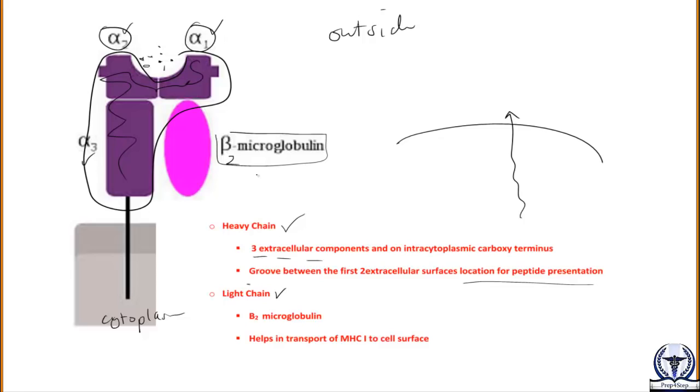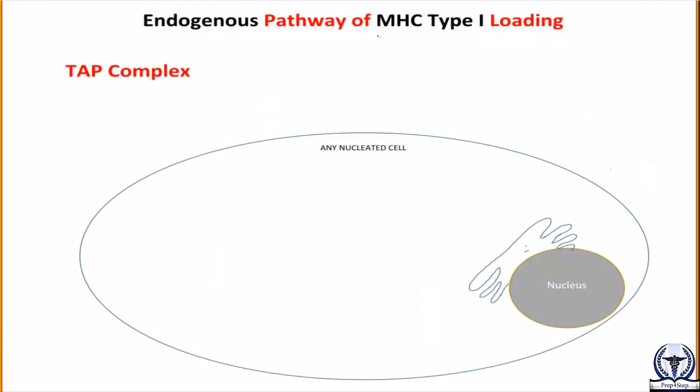Okay, so now we're going to talk about the next portion. We're going to talk about the endogenous pathway of how this actually gets to the cell surface. Okay, so in this section, we're going to talk about the endogenous pathway. We're going to talk about the way that MHC type 1 is actually loaded with those self-peptides. So first off, we have to know how this actually happens, and it helps to know that it uses a complex called the TAP complex. Now, the TAP complex is used in the endogenous pathway of MHC type 1 loading.